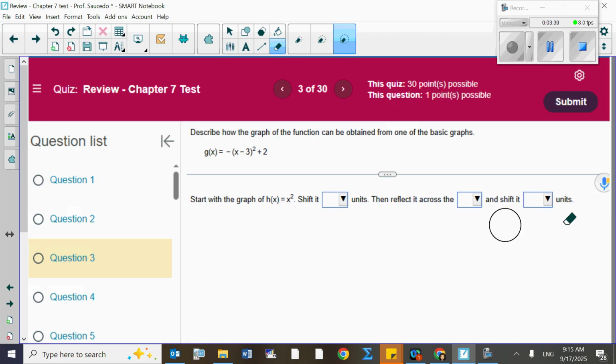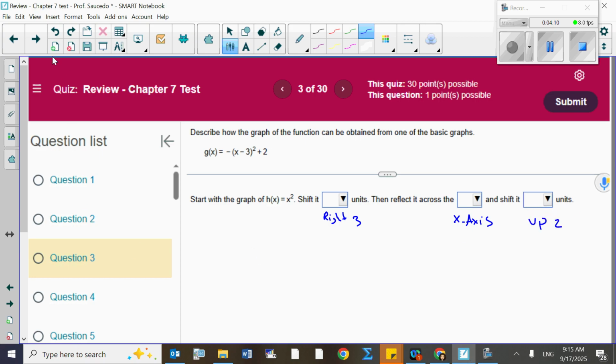Okay, now we want to find the transformations of this function. If you have x minus 3, that means your function has been moved right 3 units. I have a negative here, that means we have a reflection across the x-axis. And I have a +2, which is outside of the function. That means your function is moved up 2 units.